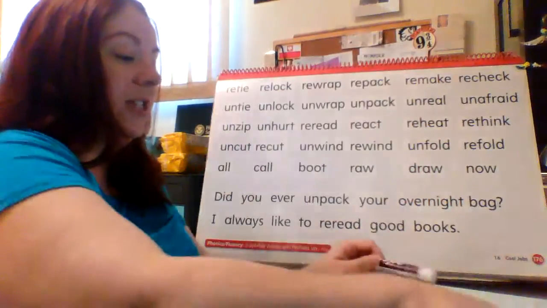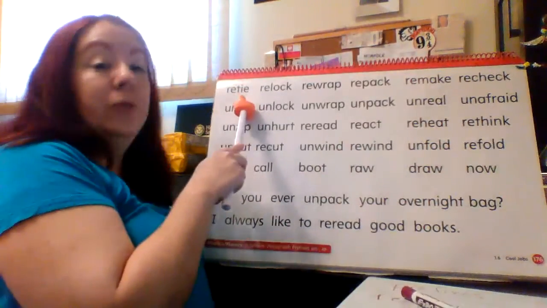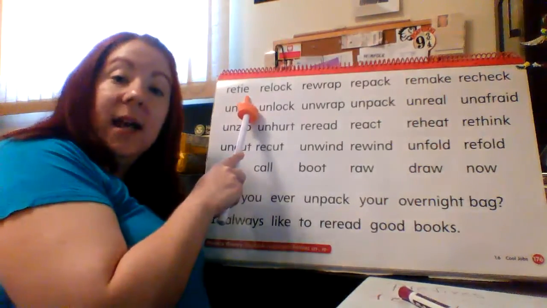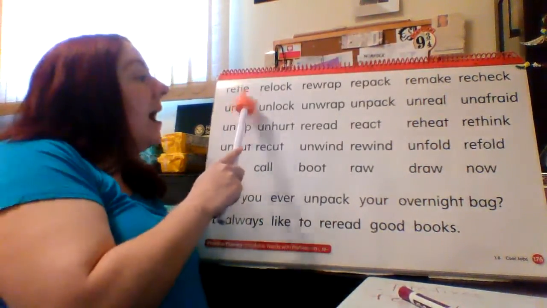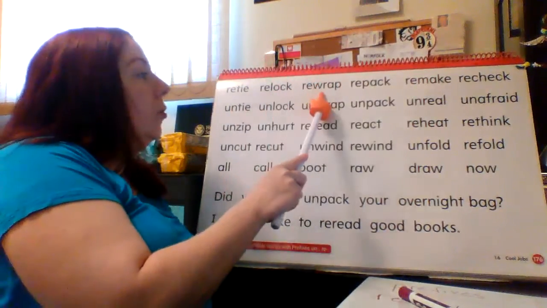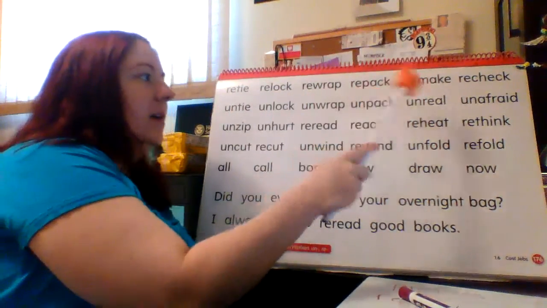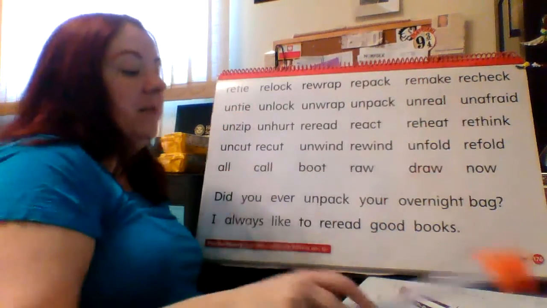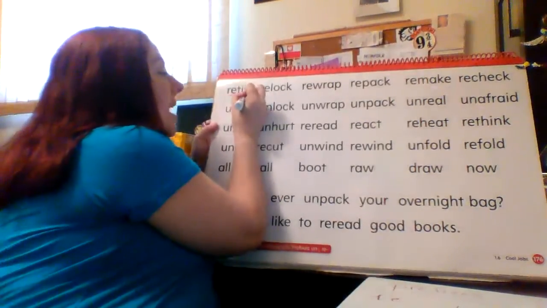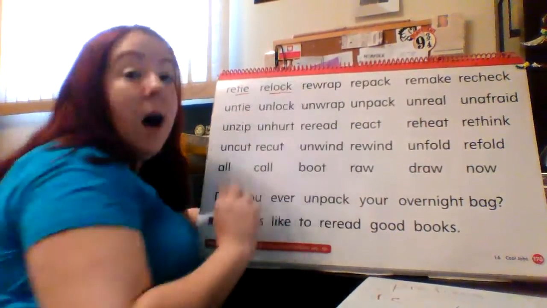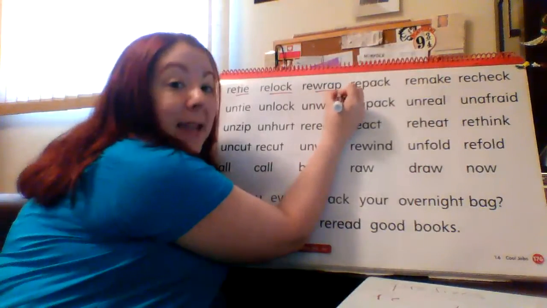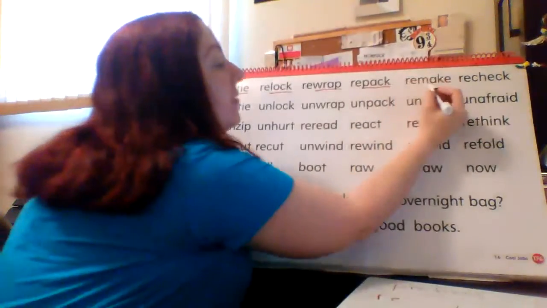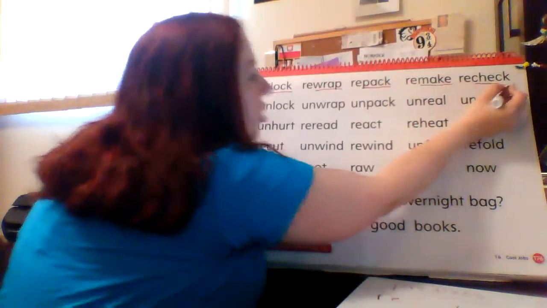Okay, so let's look. So we have retie. A lot of you guys ask somebody to tie your shoe. It's more likely retie because you have to tie again. So retie, relock, rewrap, repack, remake, recheck. So all of these are things that you have to do again. So you have to tie again, you have to lock again, wrap again, you have to pack again, you have to make again, and you have to check again.